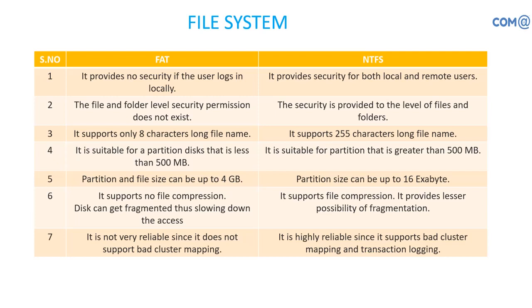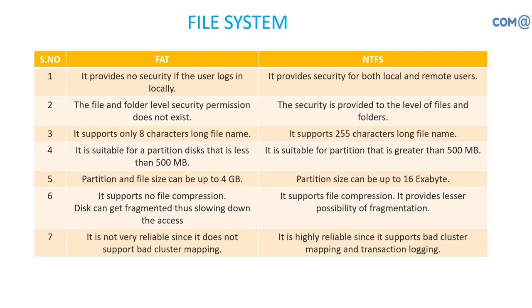It supports an 8 character file name system, FAT16, whereas NTFS supports a 255 character file name system. The older one, FAT16 or FAT, right, supports a 500 MB hard disk size for partitioning. It is more than 500 MB, and FAT32 file size can go up to 4 GB. NTFS can go up to 16 exabytes.